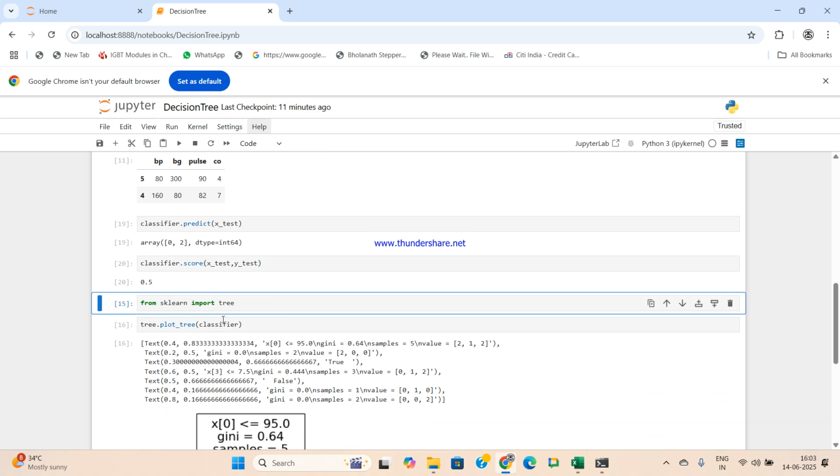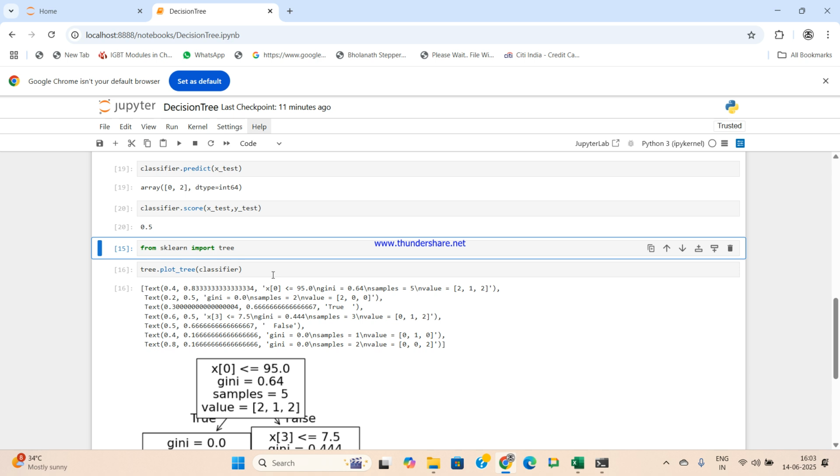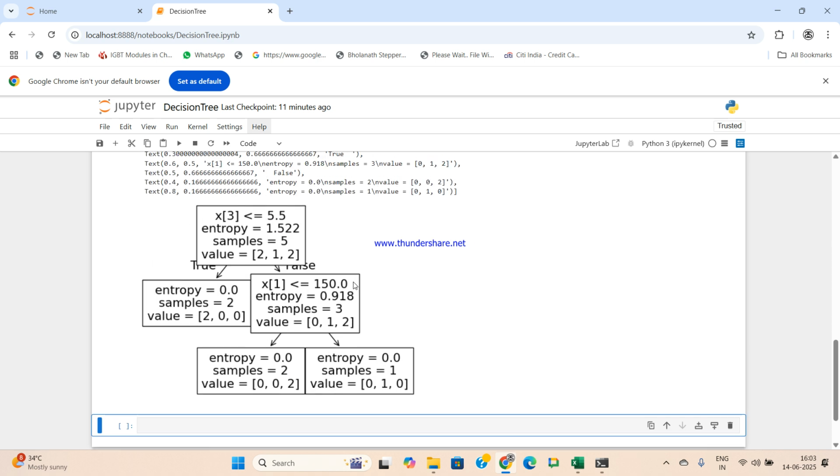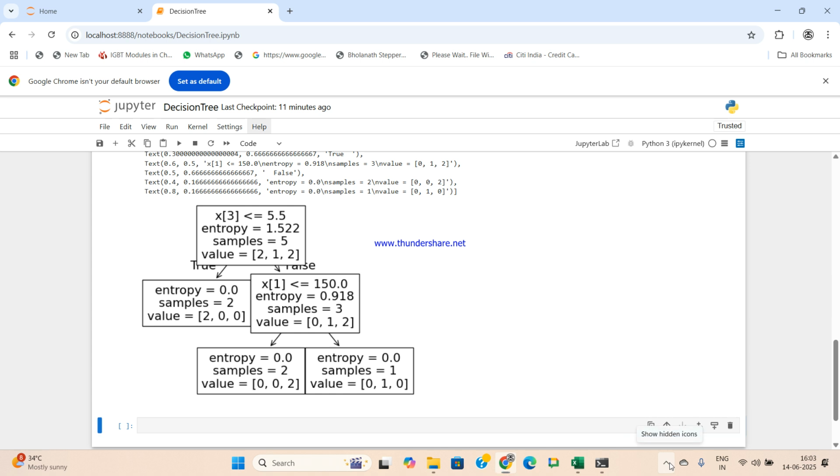Now this is slightly better. You can see this is the result. I hope you understood how to deal with decision tree making.